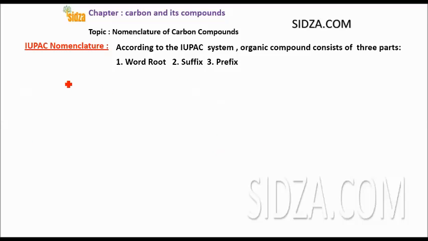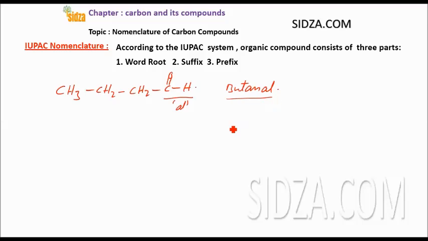Let's have one more example here. This is CH3CH2CH2CHO. What is this? This is an aldehyde because the functional group is CHO. For aldehydes we use -al at the end. And how many carbon atoms are there? There are 4 carbon atoms in this compound. So the parent compound is butane, and I replace the E by -al. So it will become butanal.